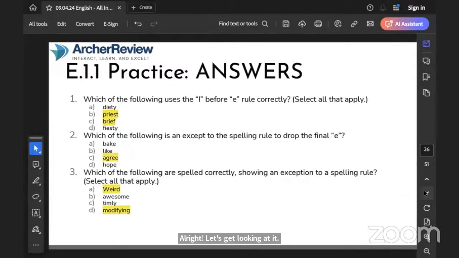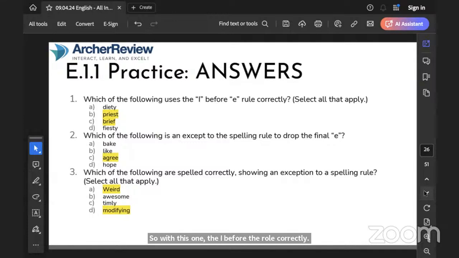Okay, so which of the following uses the I before E rule correctly? Select all that apply. Make sure to pay attention to those parentheses, select all that apply, because sometimes there might be more than one answer. But also be careful, because as you saw on the previous practice slide, I had some in there and there was only one correct answer. So always do process of elimination.